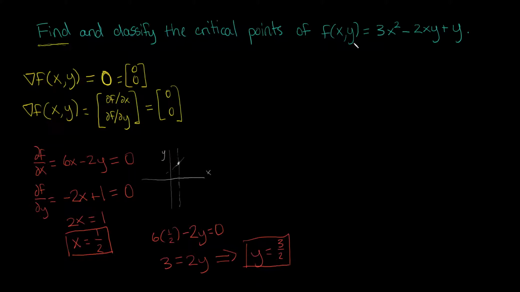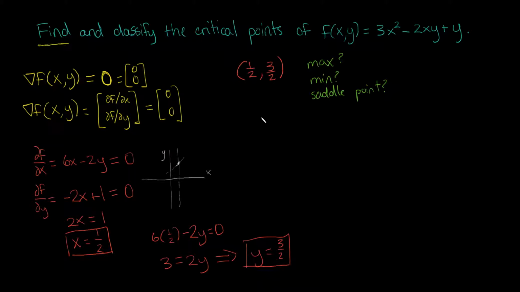So, for this multivariable function, 3x squared minus 2xy plus y, we have just one critical point, at the point (1/2, 3/2). Well, this is great, but now we have to ask ourselves the question: is this point a maximum? Is it a minimum? Or is it a saddle point? And to do this, we will use the second partial derivative test.